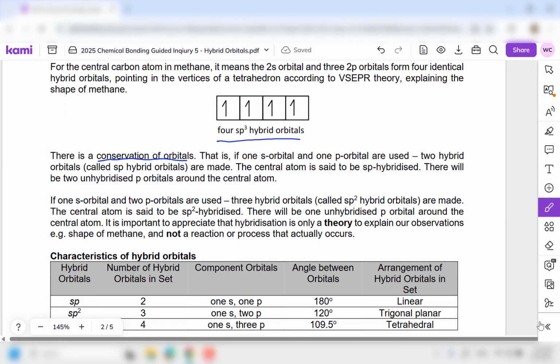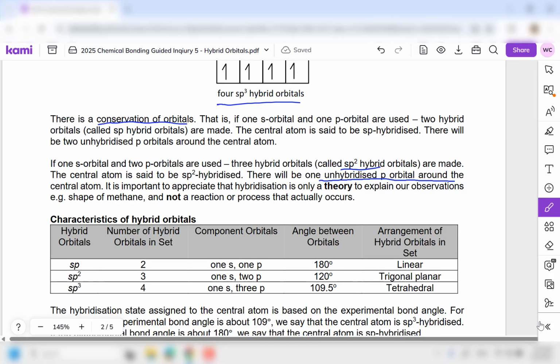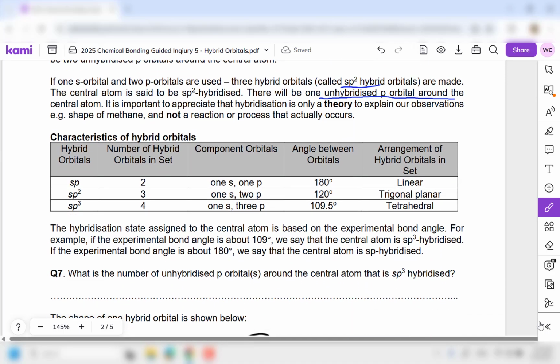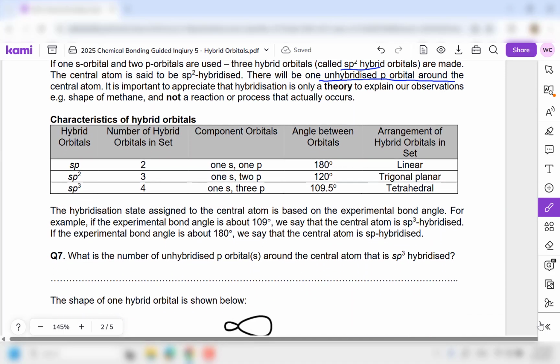Okay, if I'm only utilizing 1 2s orbital and 2 p orbitals, then I'm going to end up with 3 hybrid orbitals. That's called sp2. And then the remaining p orbital will be unhybridized. This particular unhybridized p orbital is important because it is going to be used to form what we call the pi bond, which you might have read in the earlier section. Okay, then so that's a characteristic of the hybrid orbitals here.